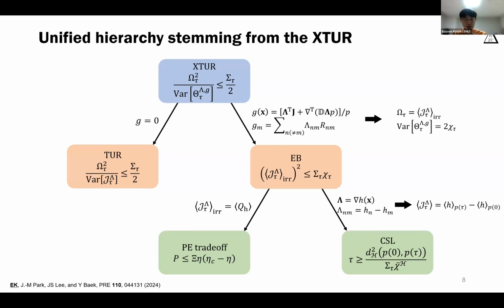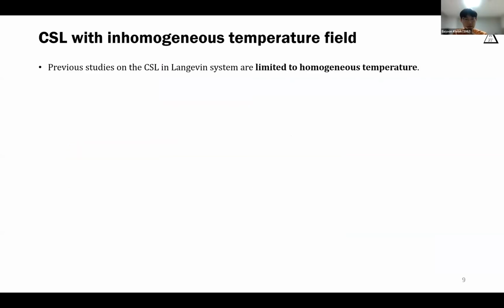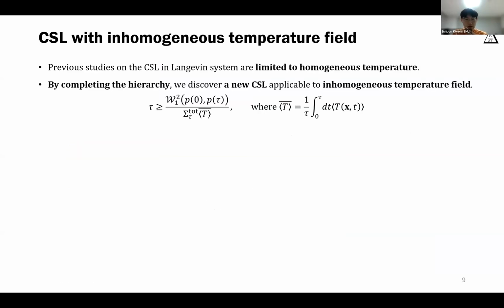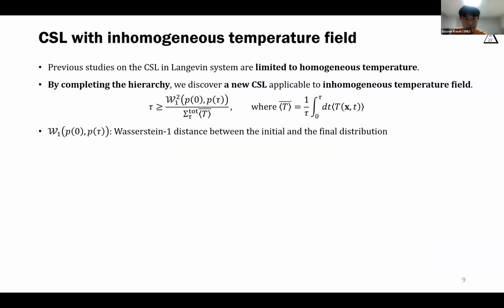This completes the hierarchy. Usually the trade-offs at higher hierarchy are less informative but universal, and the trade-offs at lower hierarchy are less universal but more practical. By making connections and completing the hierarchy, we unveil new trade-offs which were not known before. Here we discover a new speed limit which is applicable to an inhomogeneous temperature field. Apart from the previous speed limit which uses the Wasserstein 2 distance, here we bound the protocol time by the Wasserstein 1 distance. Please note that the naive generalization of the previous speed limit would be violated in some cases.